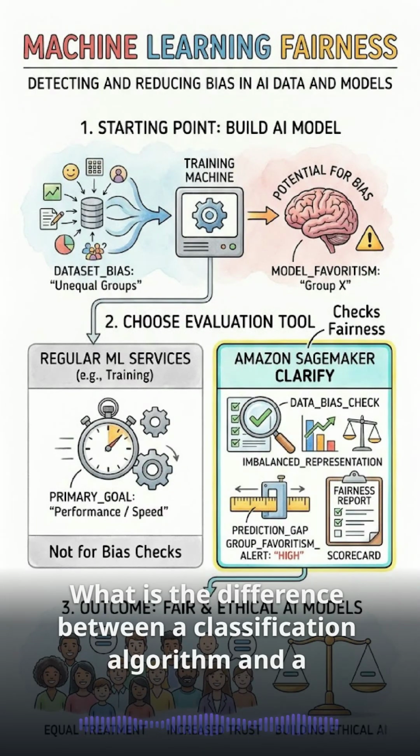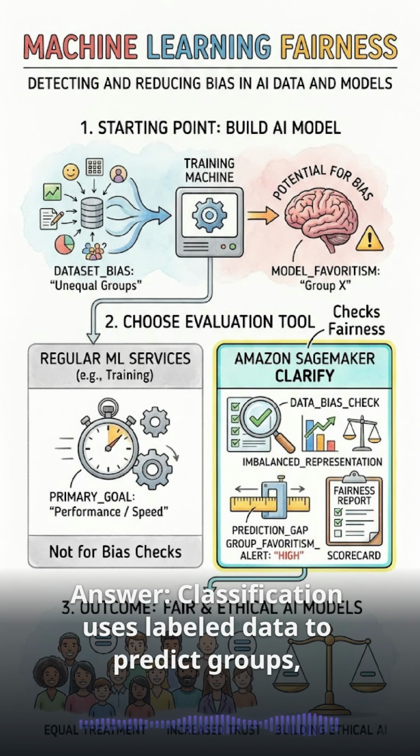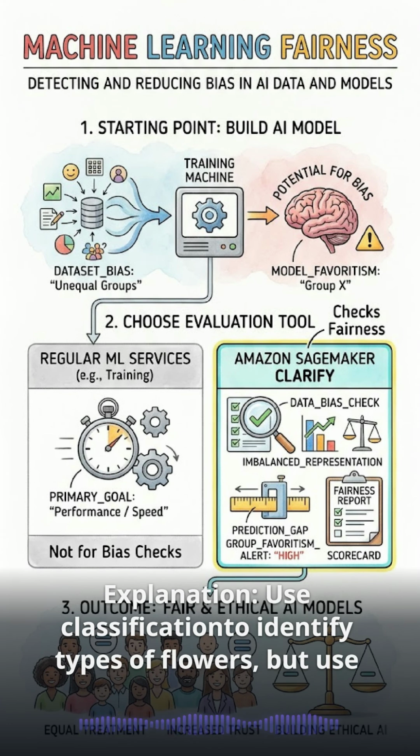64. What is the difference between a classification algorithm and a clustering algorithm in machine learning? Classification uses labeled data to predict groups, while clustering finds hidden groups in data that has no labels. Use classification to identify types of flowers, but use clustering to find new types of customer shopping habits.